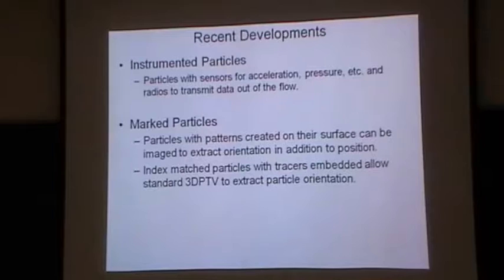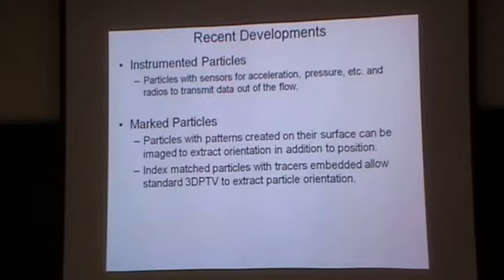So another thing that a couple of groups have been working on is marked particles, where you take a particle and put patterns on its surface that allow you to extract the orientation in addition to position, so you can measure vorticity, the rotation of the particle. That's been done two different ways. The Pintone group, I guess I'm referring to here, and then the Bodenschatz group, they have made these index-matched particles that have fluorescent tracers embedded inside of them.